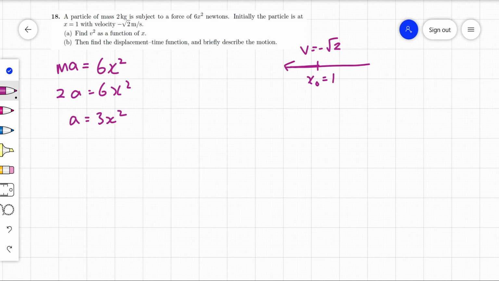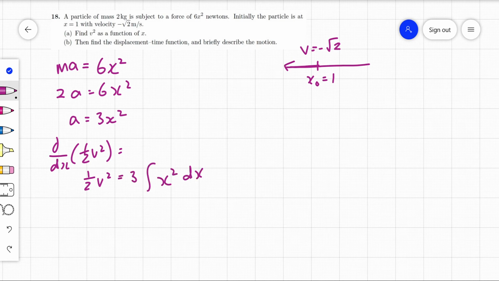So if we want the velocity squared as a function of x, we're going to use d by dx of half v squared, and that will mean half v squared is equal to 3 integral x squared dx. What do we get there? We get 3x cubed on 3, so that's going to cancel, plus c.